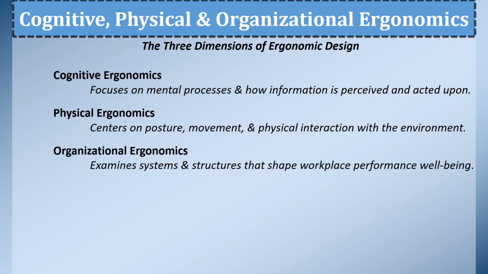Organizational ergonomics. This area considers how system structures and workflow influence human well-being and performance. Factors like team dynamics, scheduling, communication flow, and job roles are evaluated. Poor organization can lead to psychological stress, inefficiency, and decreased worker satisfaction. These three types of ergonomics form a complete model for workplace design. They collectively shape how people physically work, mentally process, and socially interact within an organization.